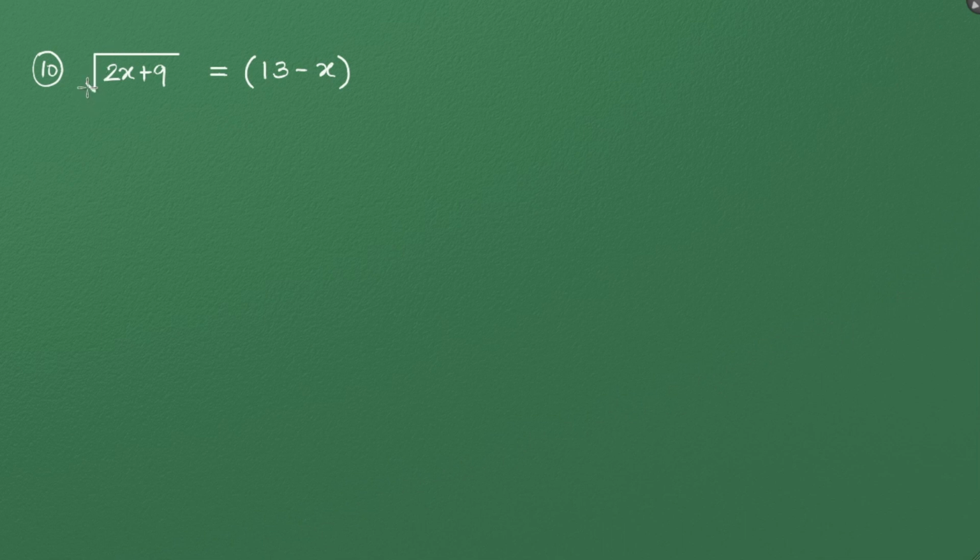Now the next one is square root of 2x plus 9 equals 13 minus x. Now this is basically an equation of the form square root of ax plus b equals cx plus d.